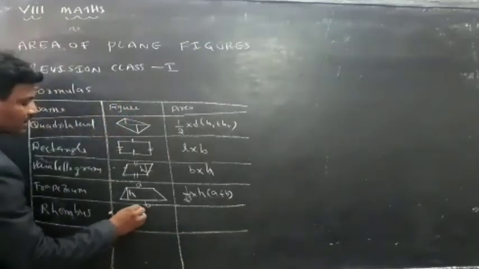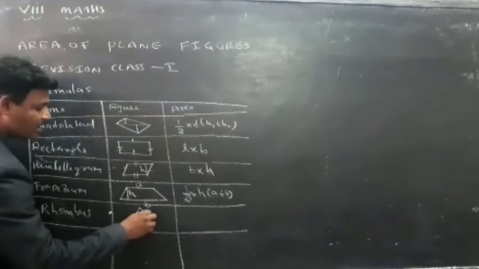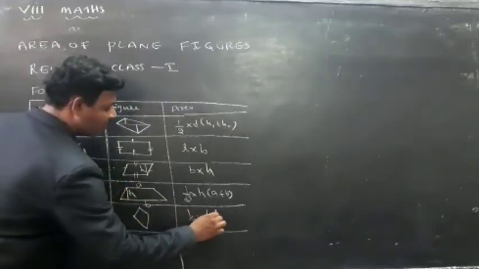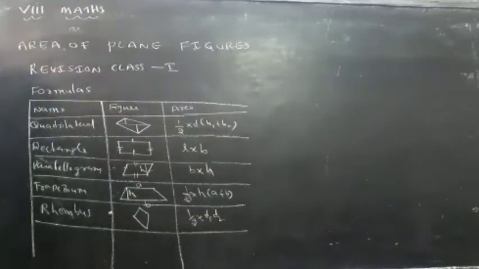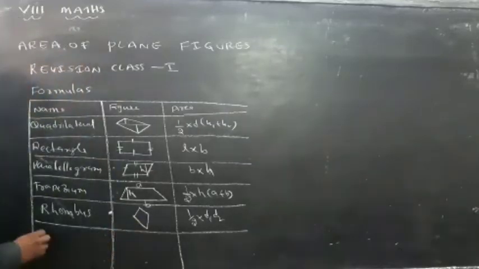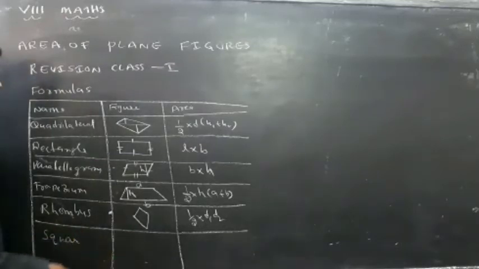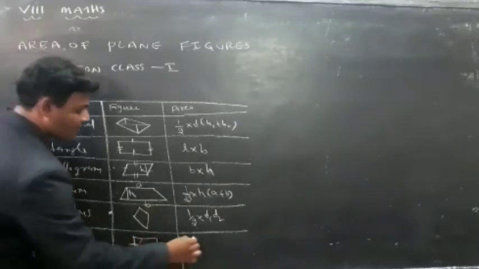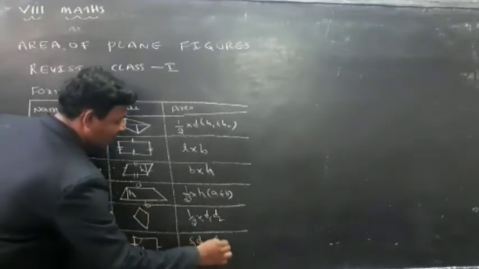In a rhombus, the lengths of all four sides are equal. What is the area formula? Half into d1 into d2. d1, d2 are the diagonals of the rhombus. Next, square. In a square, the lengths of all sides are equal. So the formula is side into side.